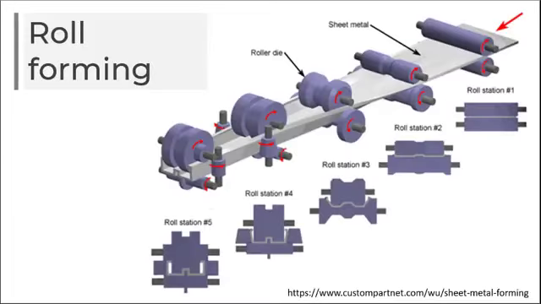Roll forming. Roll forming is a metal forming process in which sheet metal is progressively shaped through a series of bending operations. The process is performed on a roll forming line in which sheet metal stock is fed through a series of roll stations. You can observe the roll stations here: roll station 1, roll station 2, roll station 3, 4, having different designs as well.